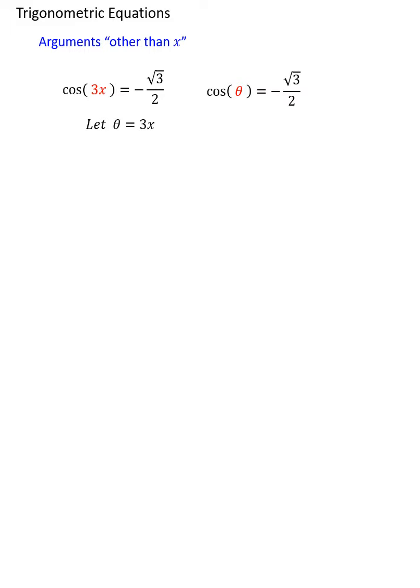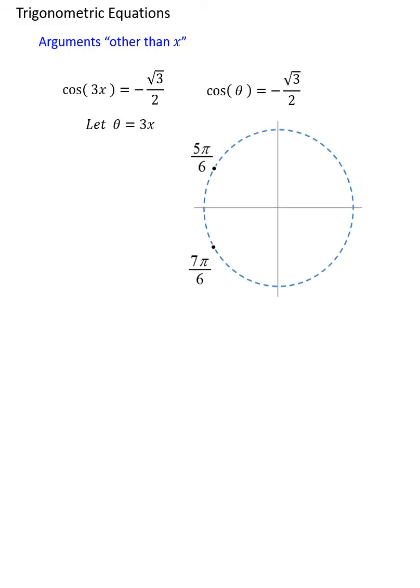Now, the equation on the right is easier to deal with because the argument of the trigonometric function is a single letter, and I can represent or think of that as an arc length now. So let's ignore the equation on the left for the moment and solve cosine of theta is negative radical 3 over 2. So your unit circle memory will remind you that there are 2 points on the unit circle whose x-coordinate is negative radical 3 over 2. And there they are, 5 pi over 6 and 7 pi over 6.